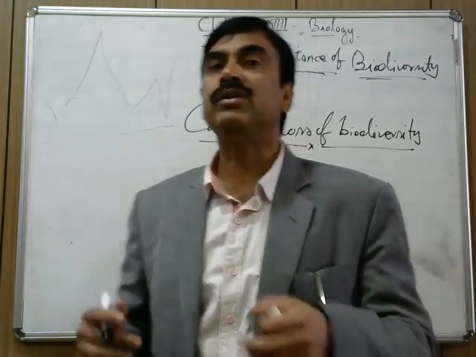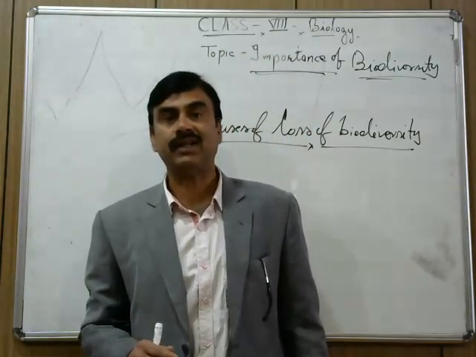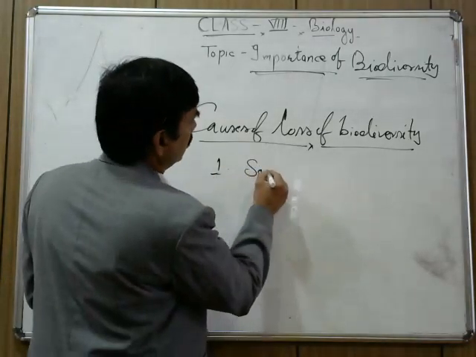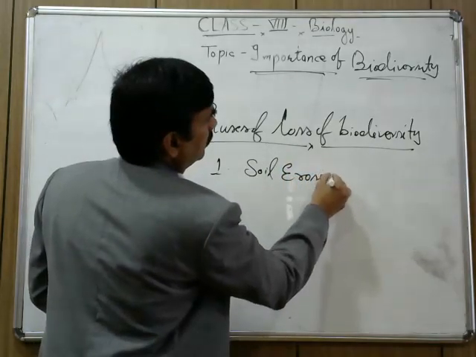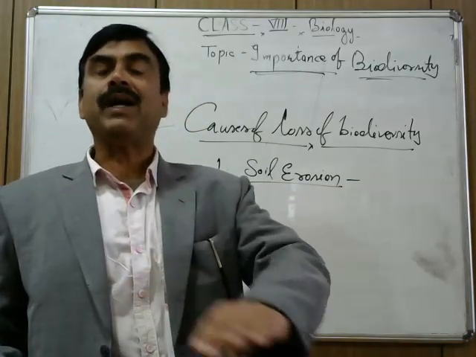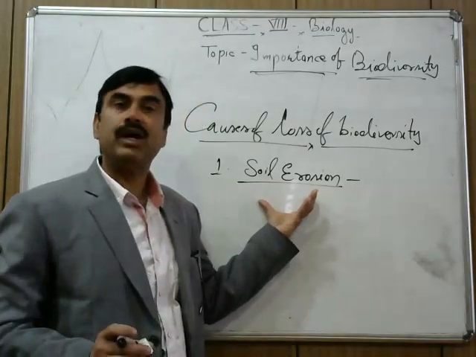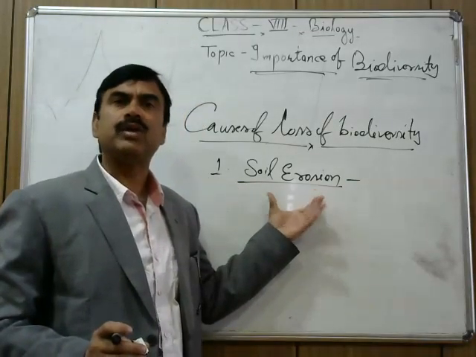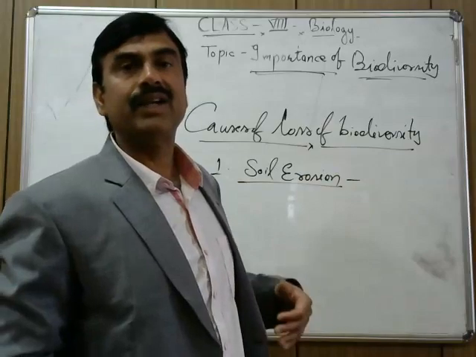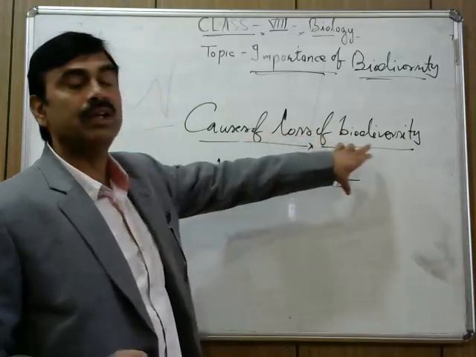We are going to erode our soil. The wrong method, forest fire. So you can write the causes of loss of biodiversity. Number 1, soil erosion. Easily you can understand that many plants and animals are killed, damaged because of the erosion of the soil. And how is the soil eroded? Because of wrong methods of plowing, because of high rainfall, because of forest fire, we erode our soil. And this soil erosion is the main cause of the loss of biodiversity.